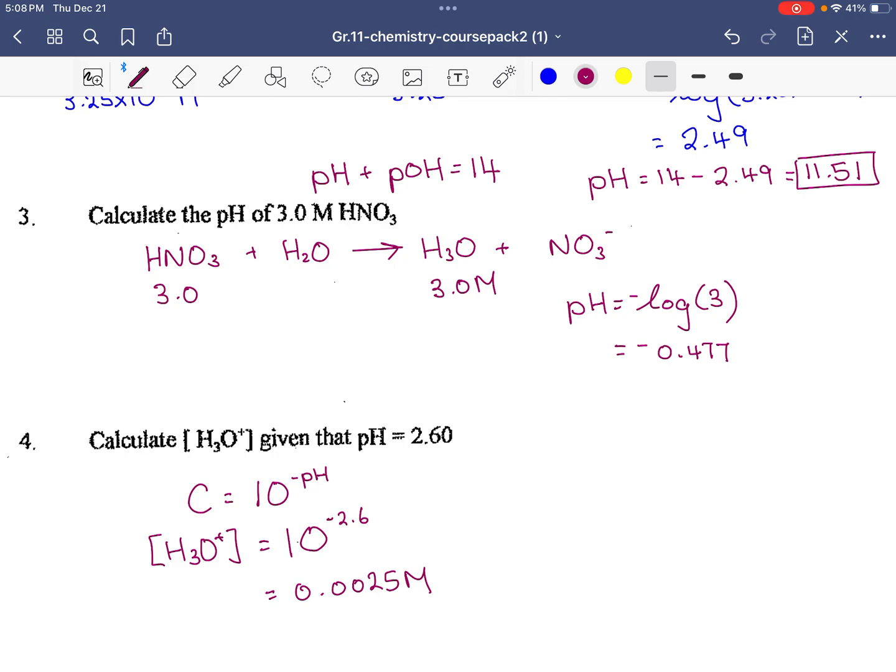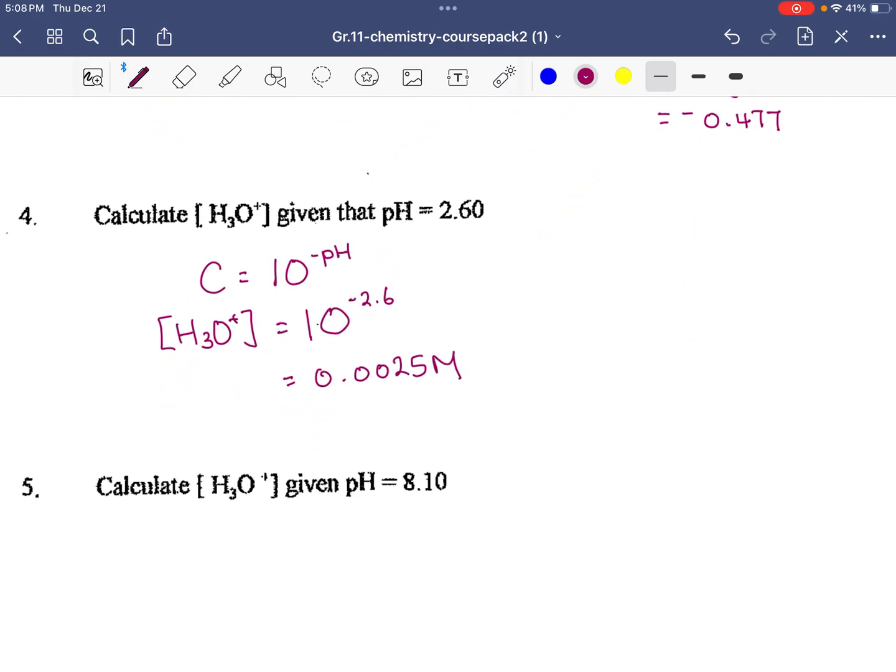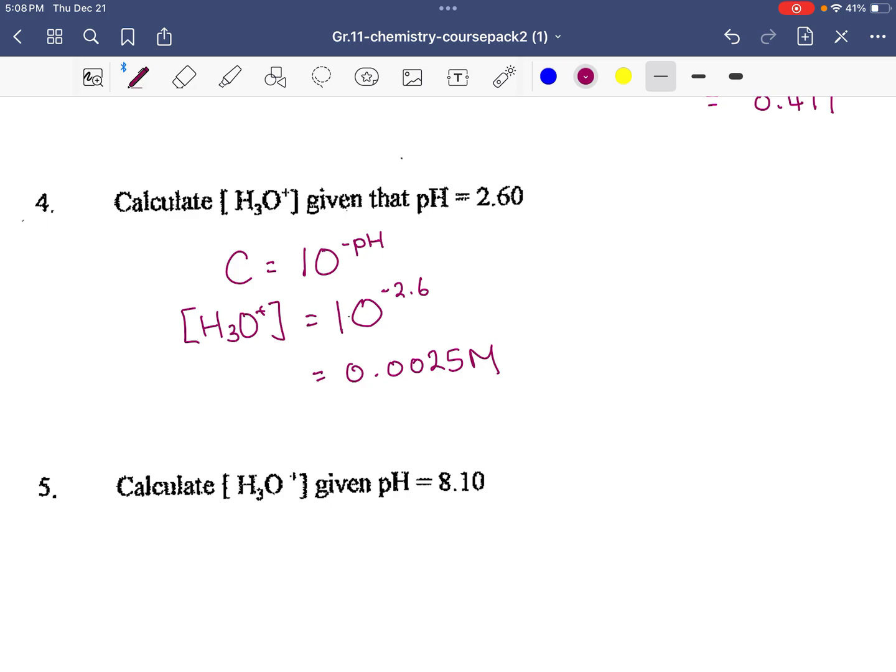All right, so let's take a look at one more question here. You have H3O+, given that pH is 8.1. So C, again, is equal to 10 to the power of negative 8.1. All right, this is a pretty silly question because this is actually a very tiny number. You get 8.0 times 10 to the power of negative 9. So it's pretty amazing if you think about it.